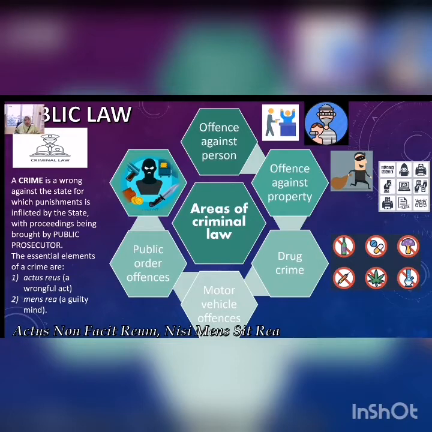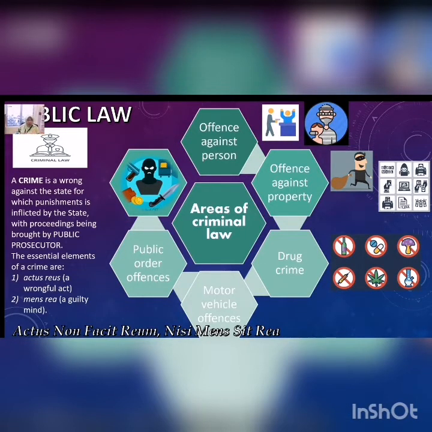So the most essential elements of crime, and there are two things: actus reus and mens rea. Actus non facit reum nisi mens sit rea means that a person is not guilty unless their mind is also guilty. Okay, we will discuss this on the next slide.